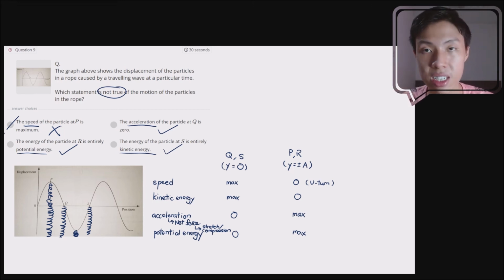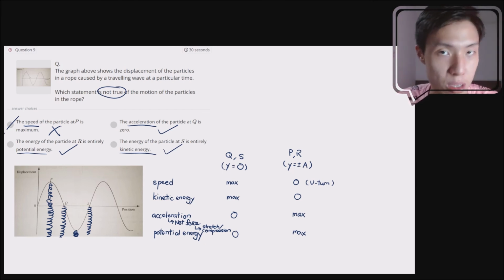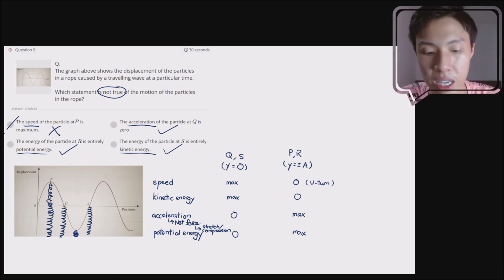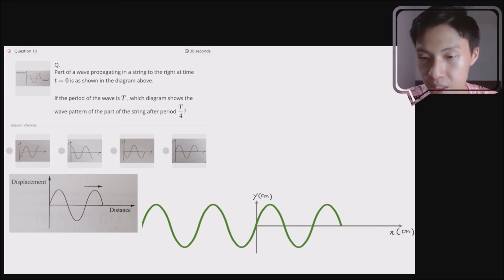Okay, so that's how you solve this problem systematically. Try to analyze the speed, the kinetic energy, the acceleration, and the potential energy at the equilibrium position and the maximum displacement first, before we move on to see which statement is correct or wrong. Okay, next question. Question 10. Let's look at the question.